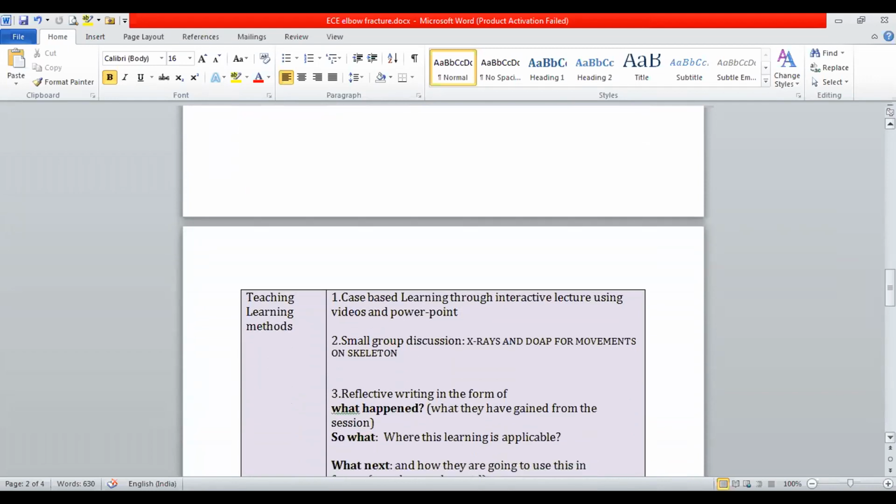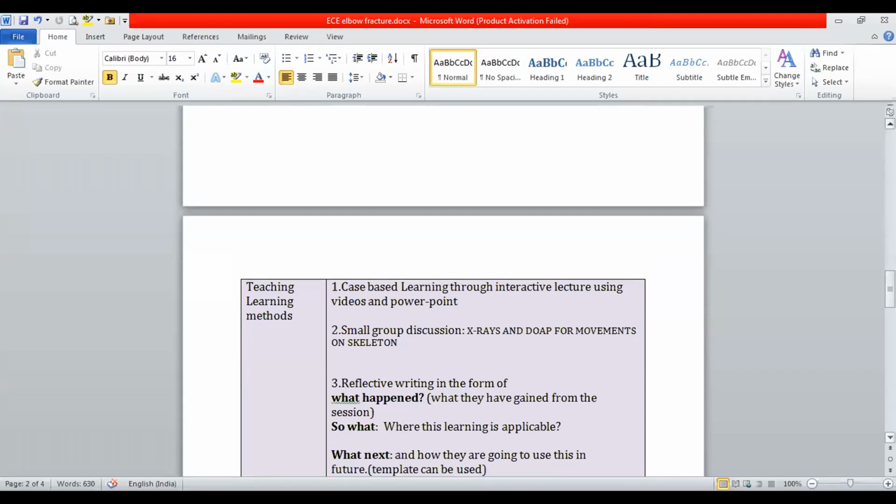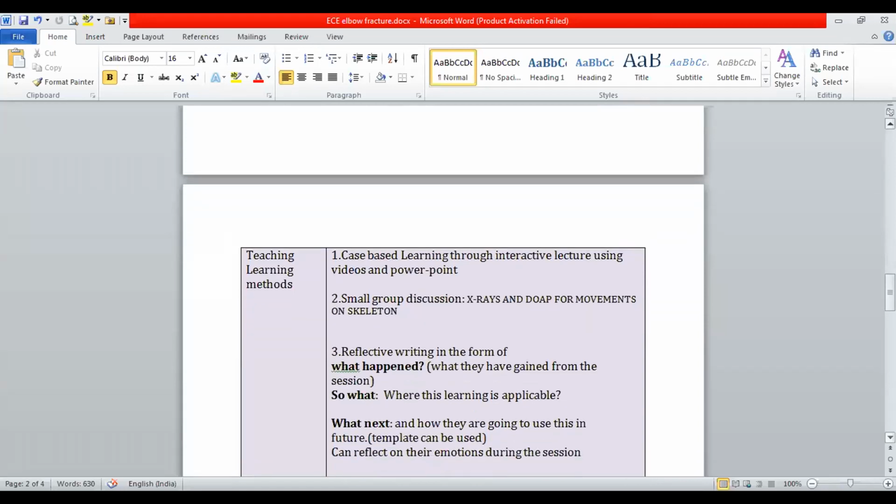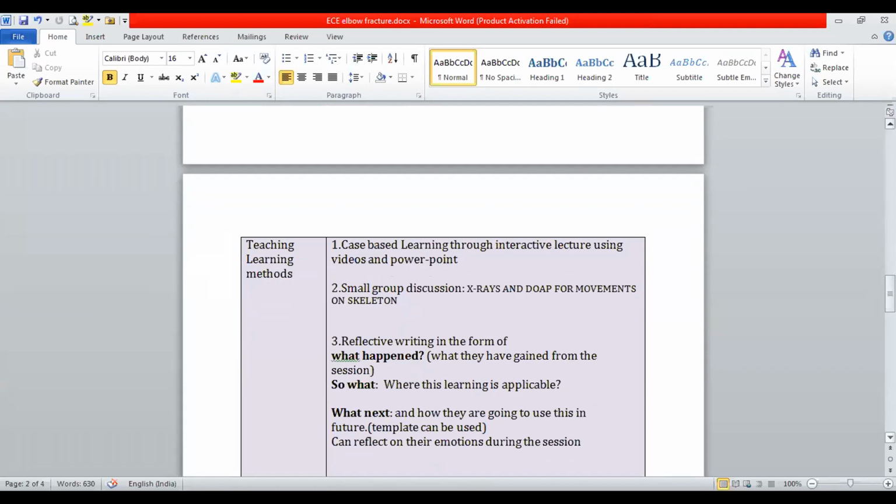Then teaching learning methods which we have used are case-based learning through interactive lecture using videos and PowerPoint. Then small group discussion will be focusing more on the X-rays, and a DOAP can be done for the movements of elbow joint and skeleton. Then reflective writing can be used here as a teaching learning method, and the students will be writing on what happened, so what, and what next, and that will be leading to reinforcement of what they have learned from the session.